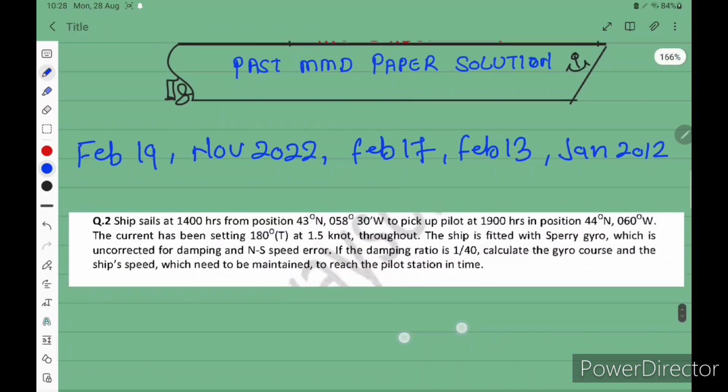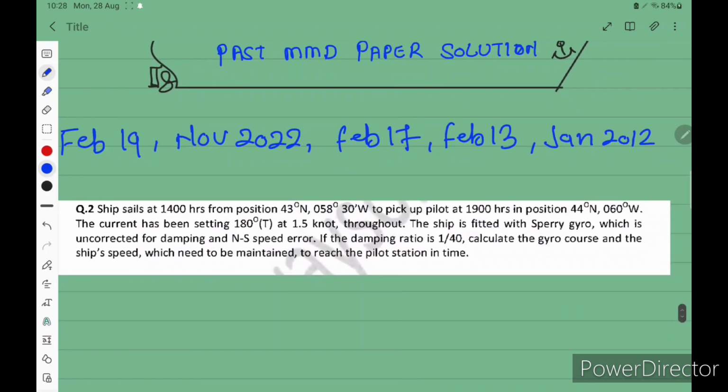Okay, our first numerical is: a ship sails at 1400 hours from position 43 degrees north, 058 degrees 30 minutes west, to pick up a pilot at 1900 hours in position 44 degrees north, 060 degrees west. The current had been setting 180 true at 1.5 knots throughout. The ship is fitted with a Sperry gyro, which is uncorrected for damping and north-south speed error. If the damping ratio is 1/40, calculate the gyro course and the ship speed which need to be maintained to reach the pilot station in time.